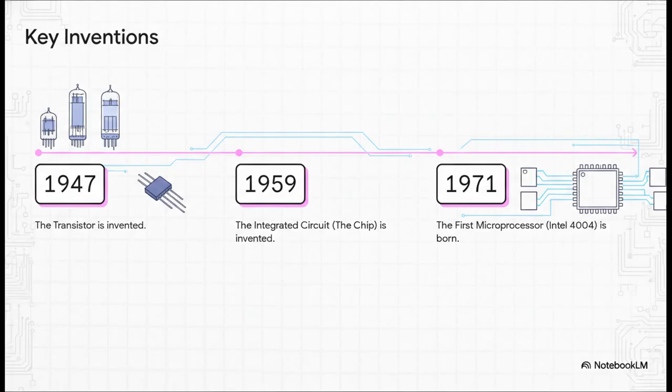Okay, so it all kicked off in 1947. That's when we got the transistor. This tiny little switch replaced those huge, clunky, and honestly super unreliable vacuum tubes. Then, a little over a decade later, in 1959, the integrated circuit came along. Suddenly, engineers could cram a whole bunch of transistors onto one tiny piece of silicon. And that, right there, set the stage for the very first microprocessor in 1971.